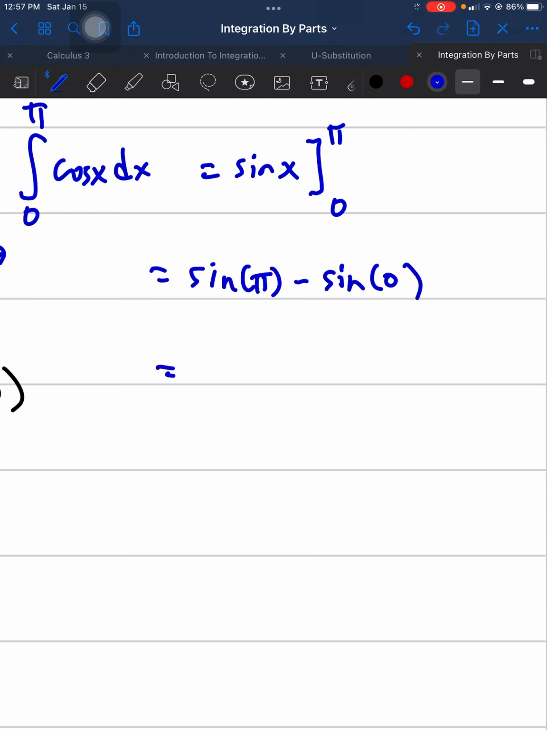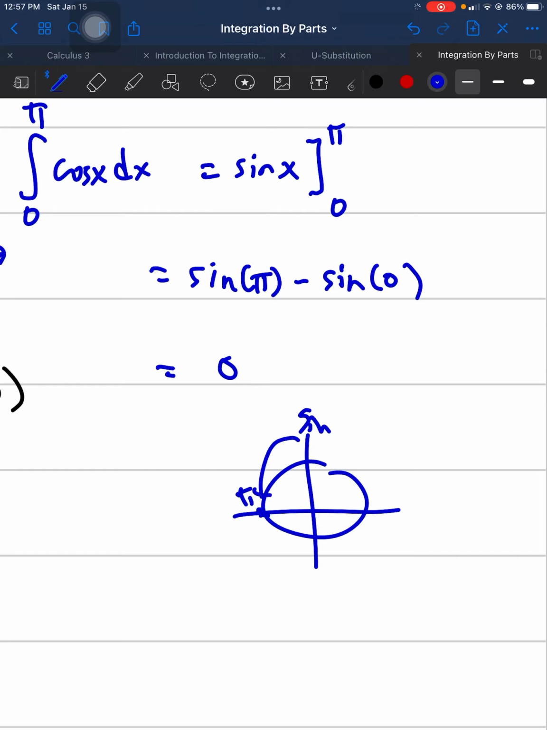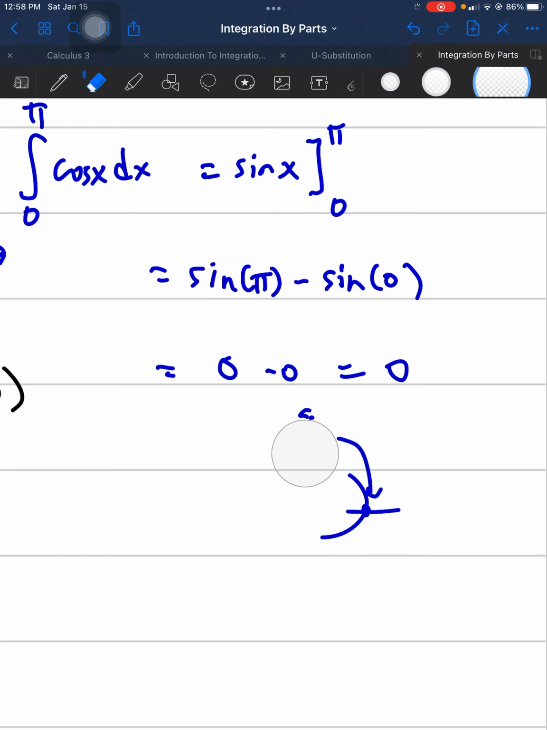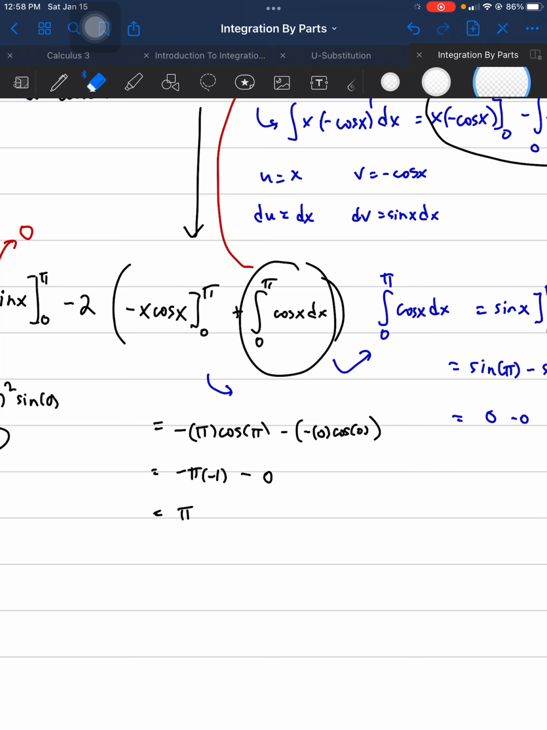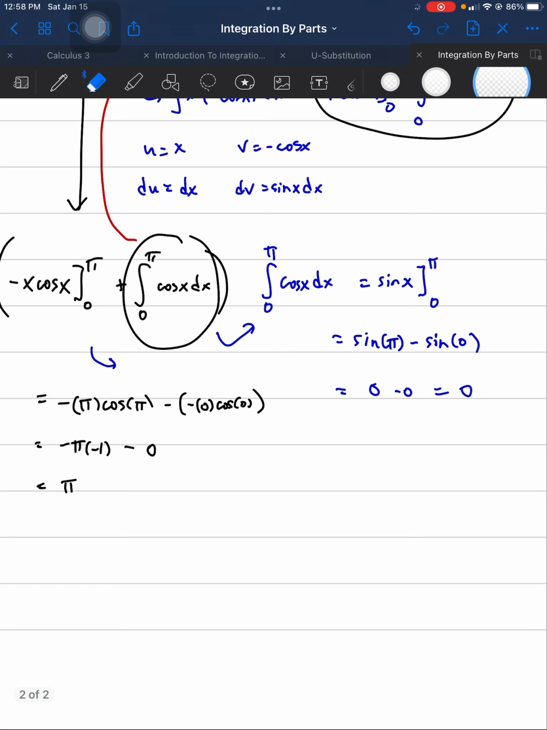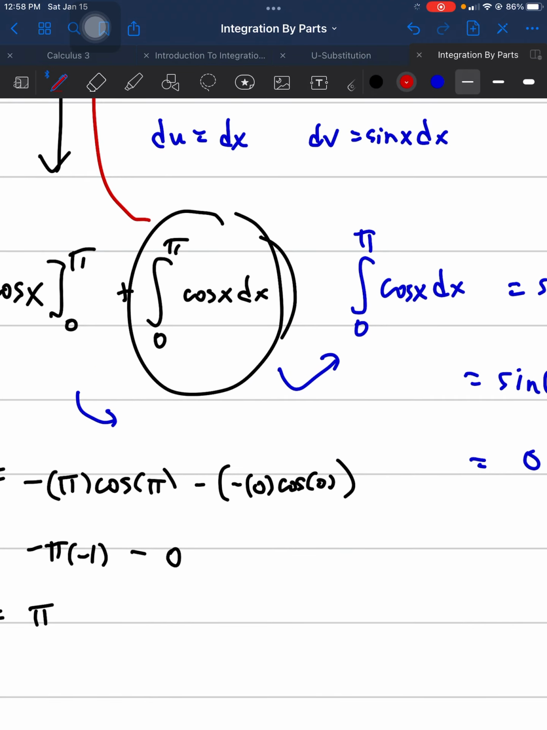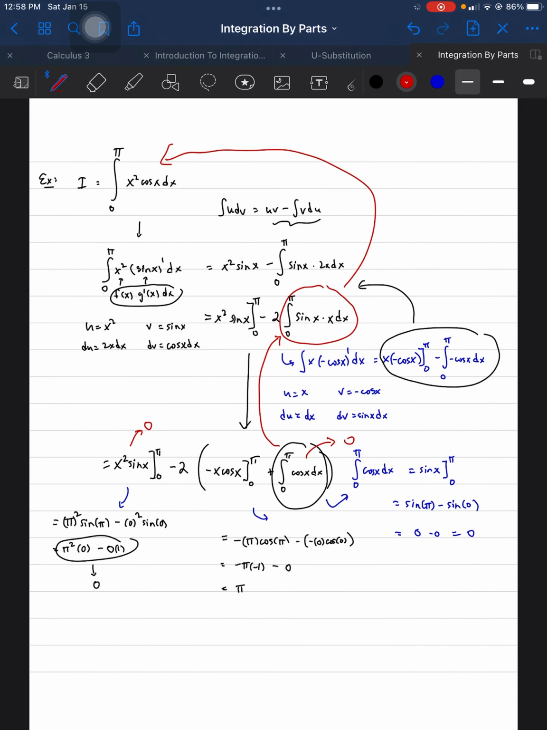Alright, so sine of pi is 0, right? Because by the unit circle right here, this is pi, and sine is 0 here. And at 0, right here, sine is also 0. So it's going to be 0 minus 0, which is just 0. So you see how we're getting a bunch of zeros. It's just making our process of finding this definite integral a lot easier. So now we know that this entire thing is equal to 0.